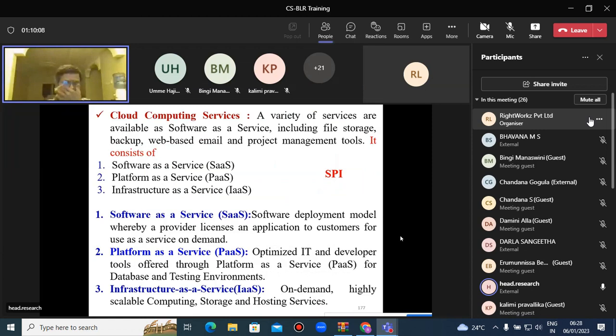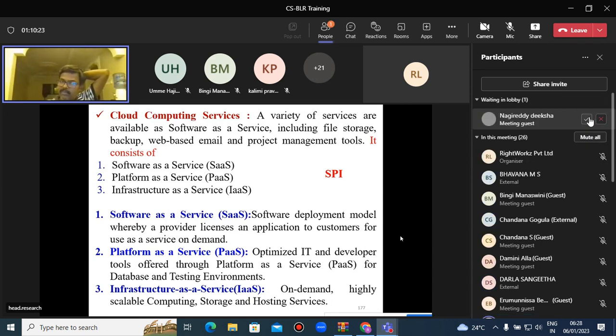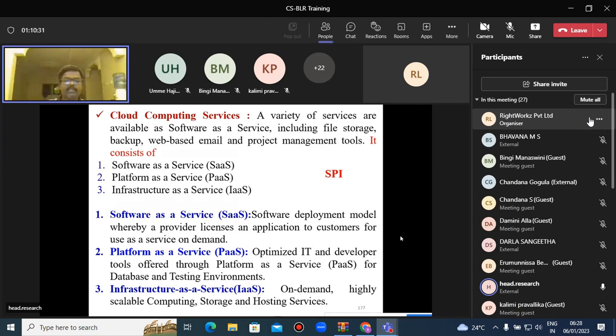Important cloud computing services. A variety of services are available as software as a service, including file storage, backup, web-based email, and project management. It consists of software as a service, platform as a service, infrastructure as a service. The short form is SPI. Software as a service is a software deployment model whereby a provider licenses an application to customers for use as a service on demand. Platform as a service offers optimized IT and developer tools for database and testing environments. Infrastructure as a service is on-demand, highly scalable computing.